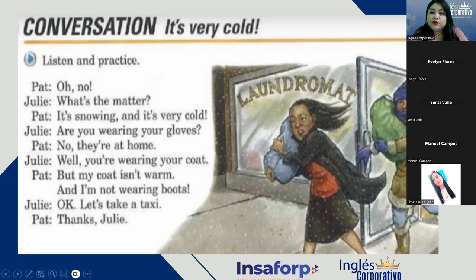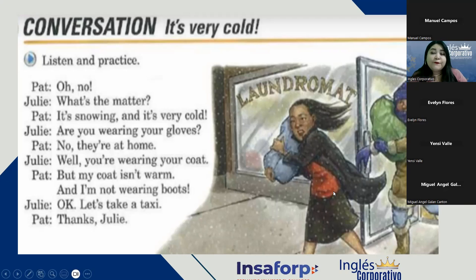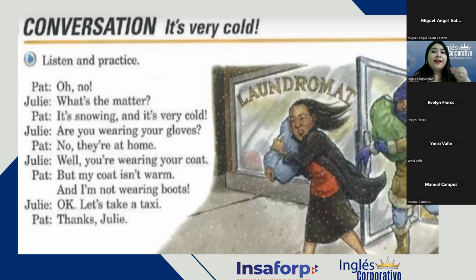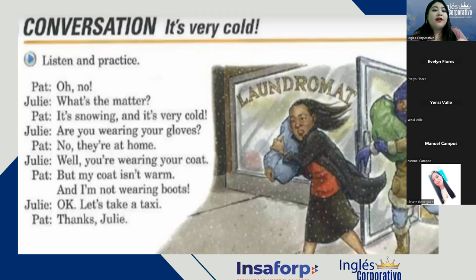All right. So let's check. Do I have volunteers? Tengo voluntarios para participar. Necesito dos. Perfect, Mr. Campos. Another one. Miguel, that's perfect. All right. Mr. Campos, you are Patty. Miguel, you are Julie. Action.